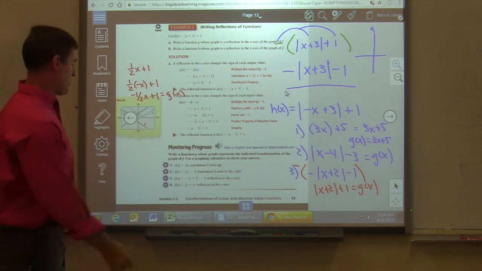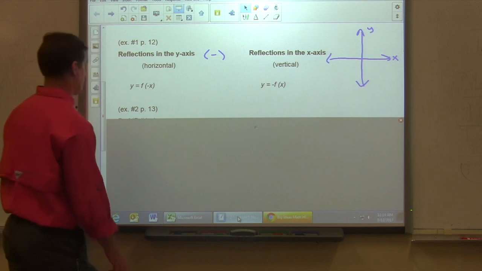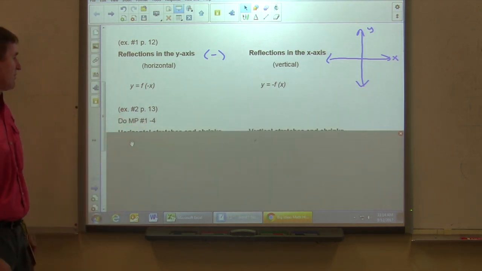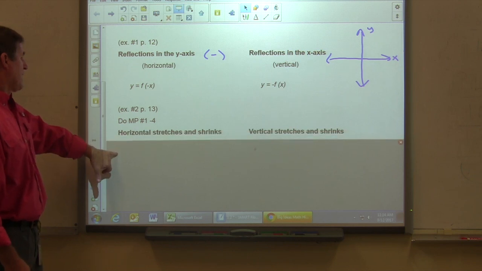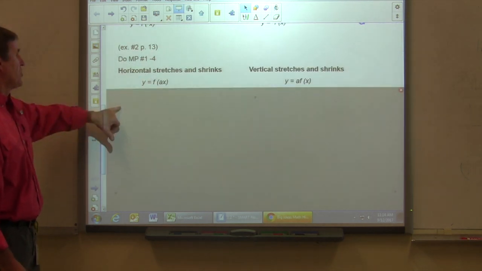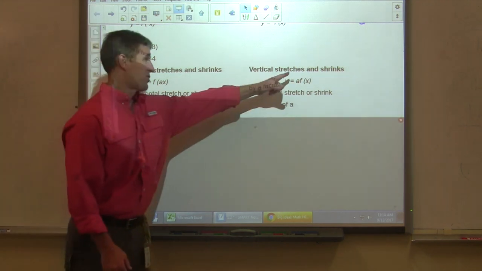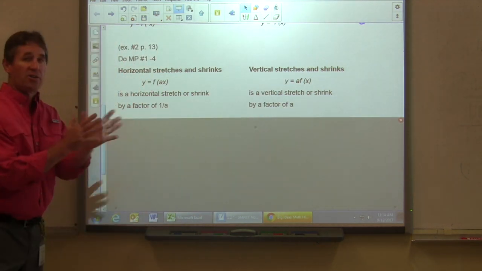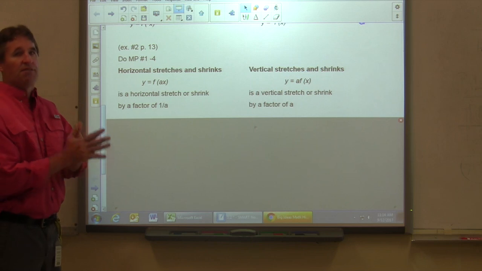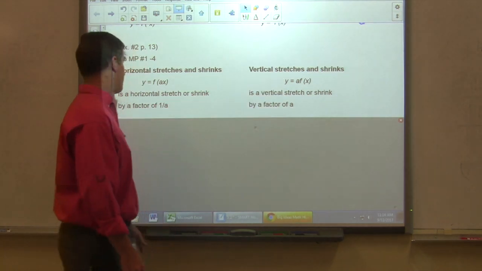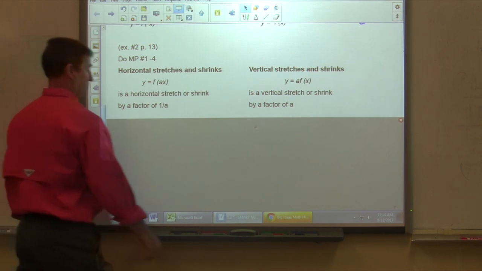So if we go back to our notes, this was where it says do MP 1 through 4. You're going to go through and do that. Next thing we're going to look at is horizontal stretches and shrinks, and vertical stretches and shrinks. So again, what we need to understand, anytime it's horizontal, it affects just the x, and anytime it's vertical, it affects the whole function.